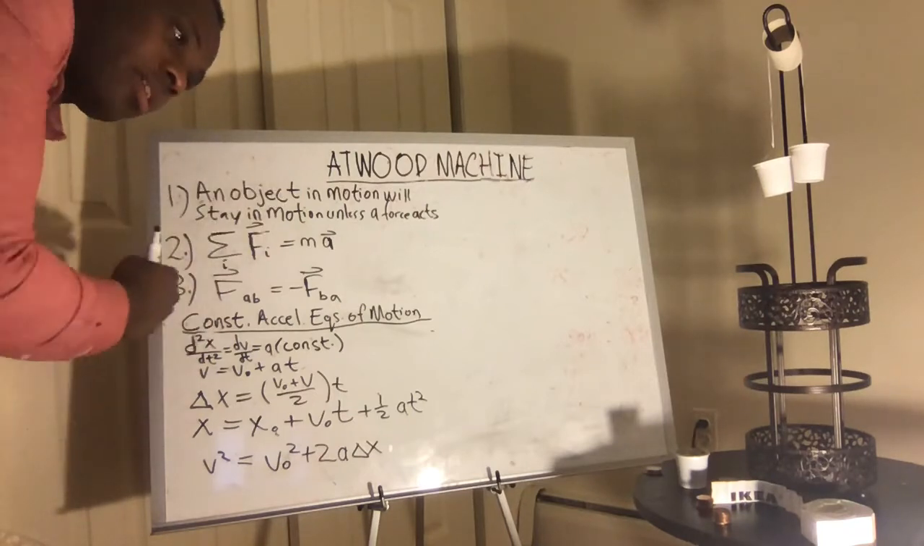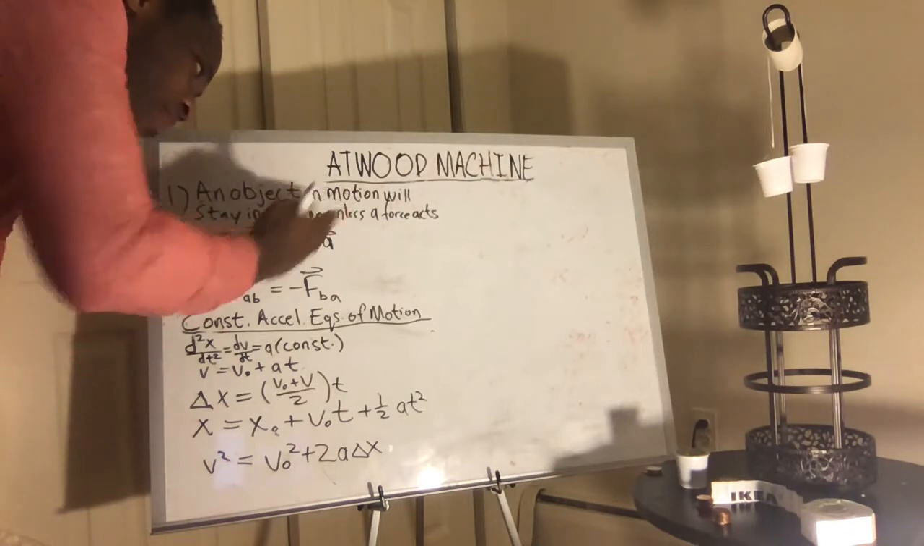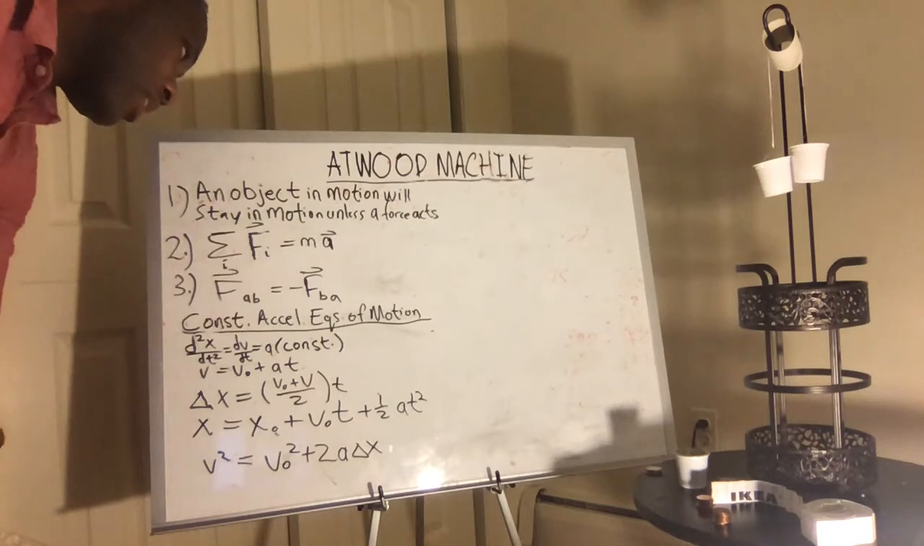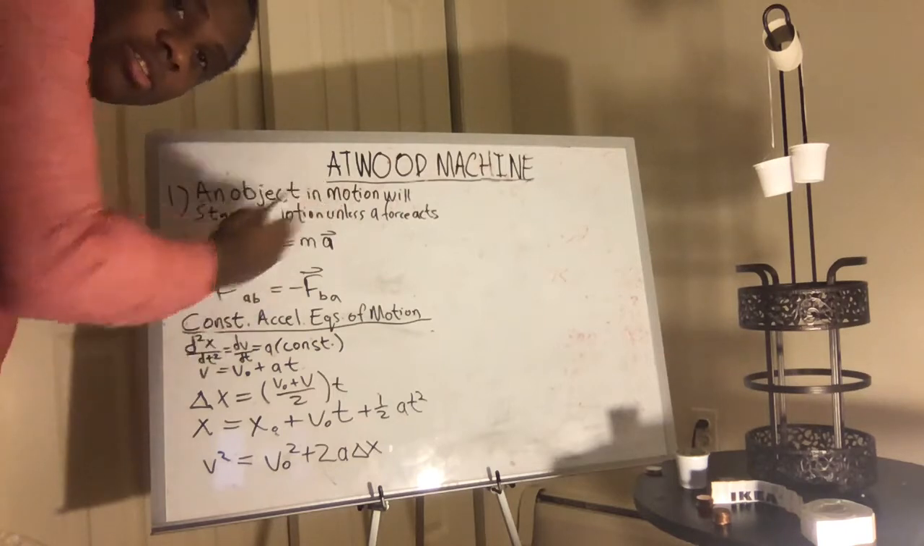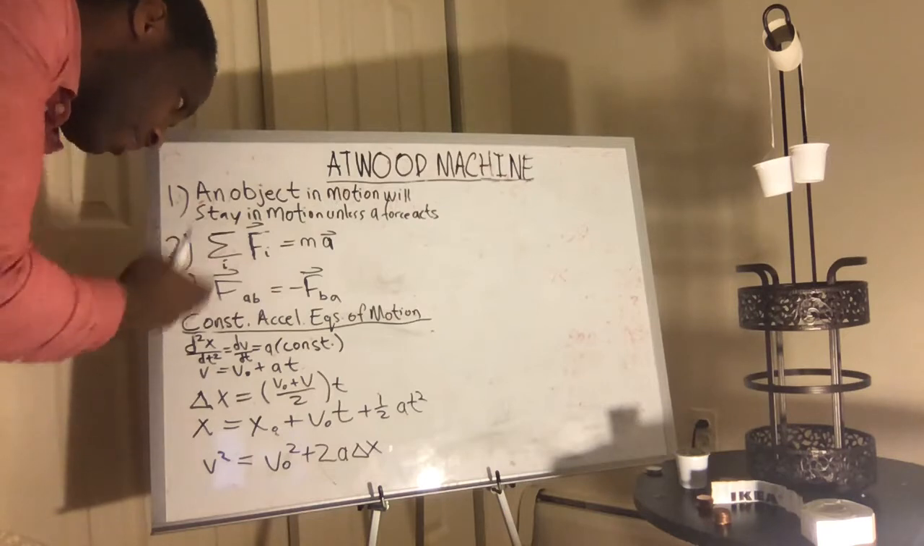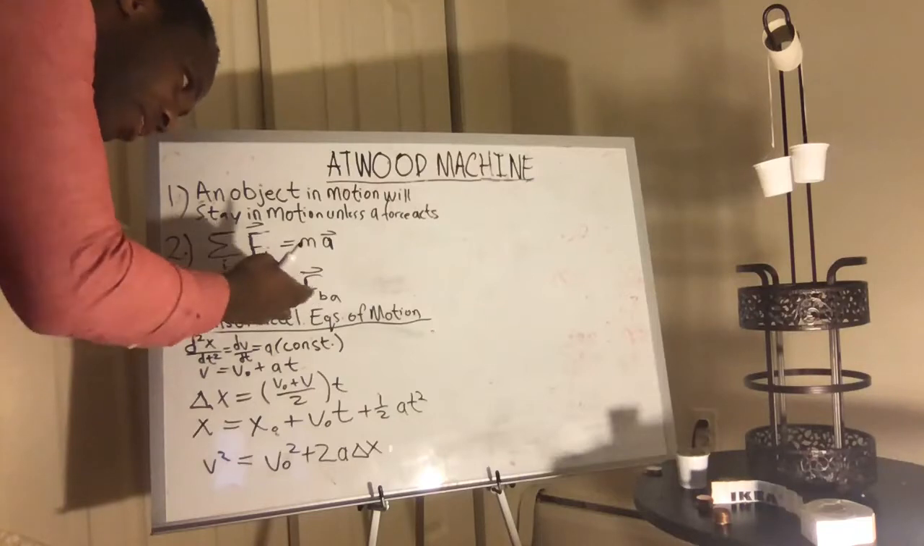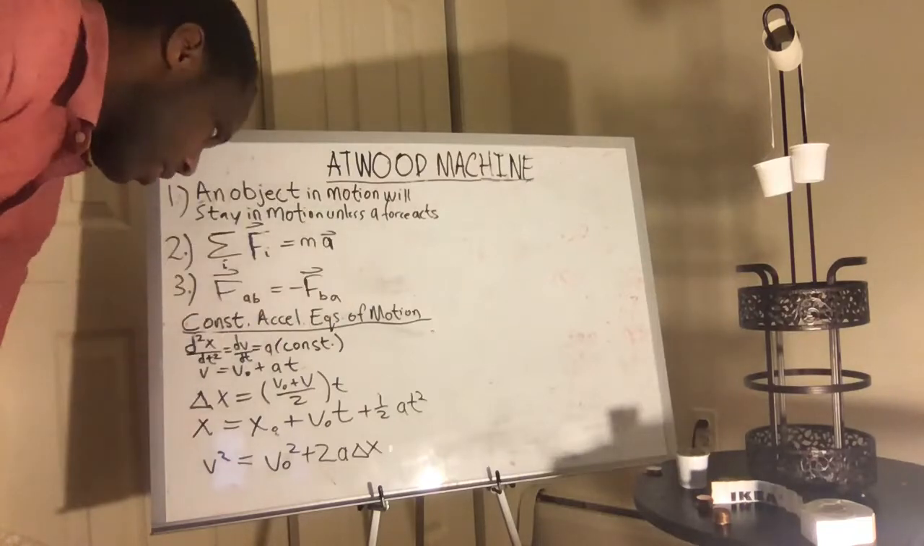The next one, Newton's second law: the sum of the forces acting on an object is equal to the mass times the acceleration. And notice this is a vector equation, so direction matters. And Newton's third law: every action has an equal and opposite reaction, or F of A on B is minus F of B on A.